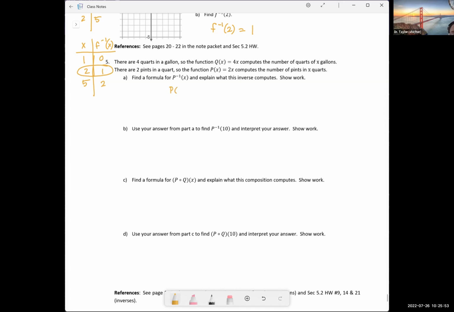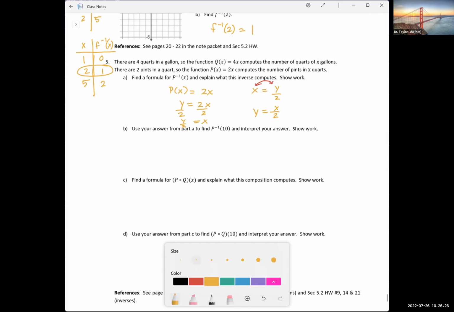So P inverse, so if we start with P of X equals 2X, we can write this as Y equals 2X. And we're gonna solve for X. So divide by 2. X equals Y divided by 2. And we solve for X and we're done. So X equals Y over 2. Now we switch the X and the Y. So switch these two guys. And we'll be given Y equals X divided by 2. And change Y to the inverse.